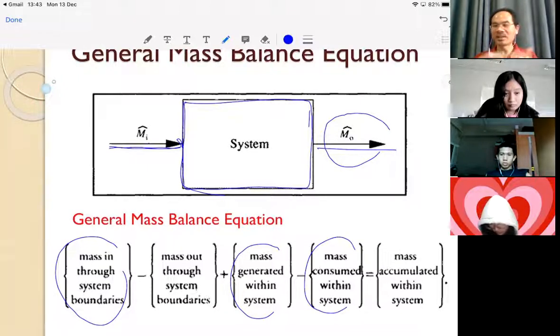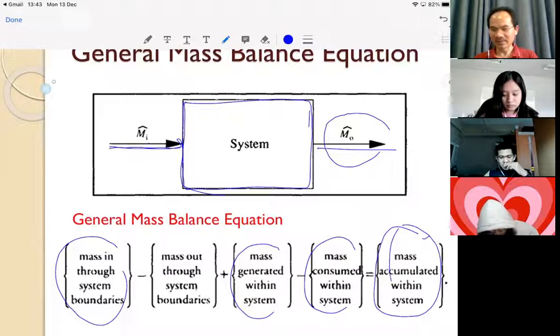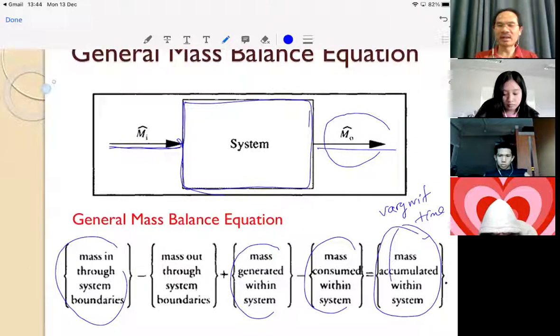If we would like to know how many kilograms increase during a day when you eat food, something like that, this is the mass accumulation in the system. The accumulation may be increased or decreased. Mostly it depends on time. It varies with time.